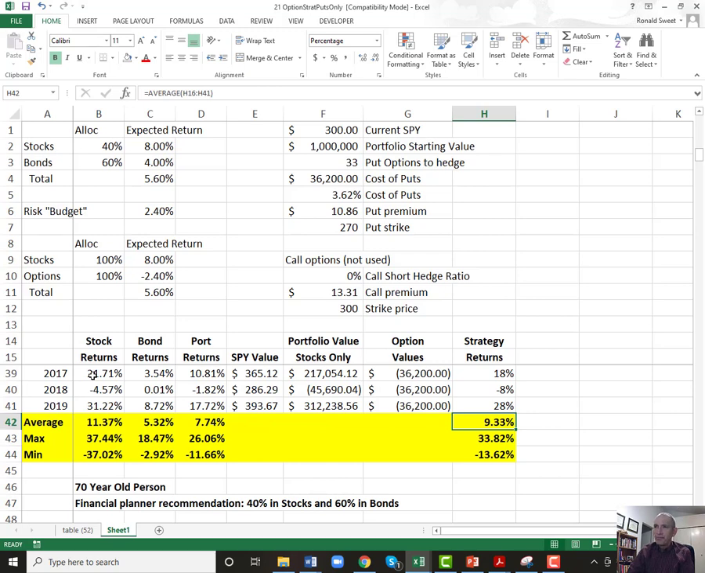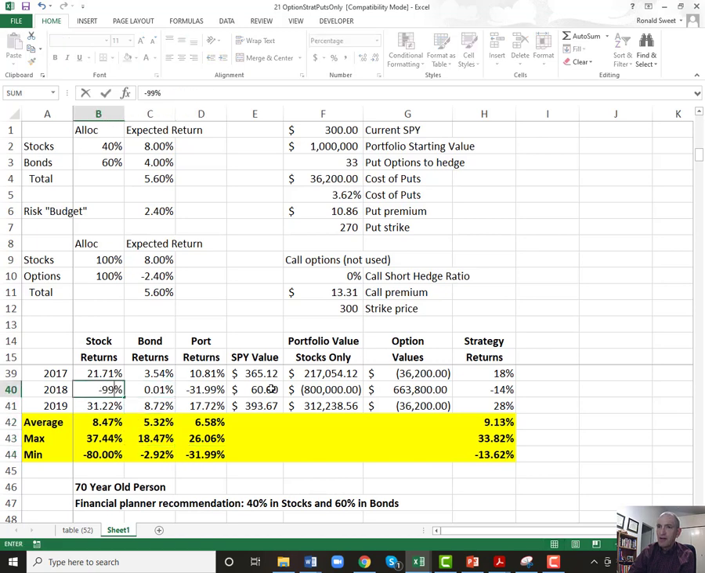Well, let's look at the option side. On the option side, your average return is 9.33%. That's not as good as stocks, but it's much better than your portfolio. Your max gain was 33.82, much better than your max here. Your max loss was 13.62, a little bit worse than here. However, the thing that we can definitely see here is the protection you get. Let's say stocks were to fall 80%. If stocks were to fall 80%, you would have lost a third of your money with this strategy. But with my strategy, with it hedged, the most you can lose is 13.62%.